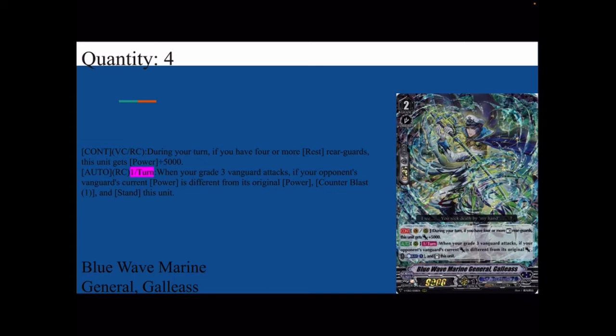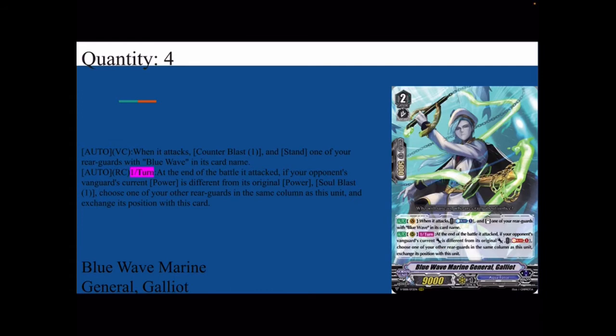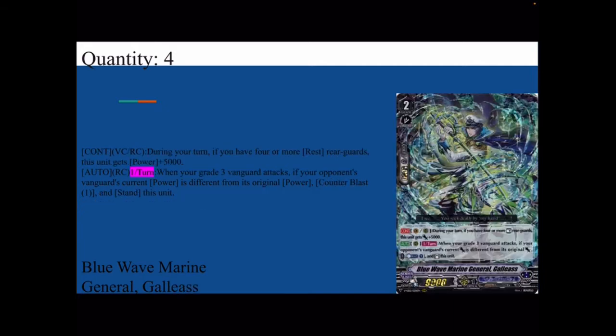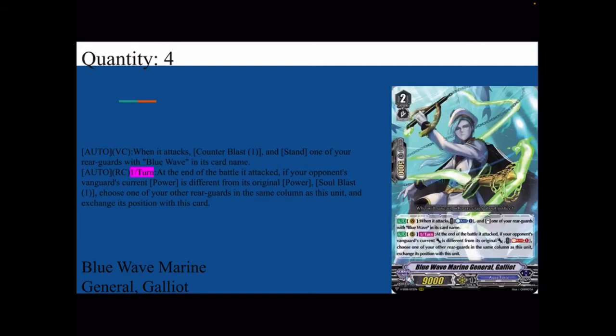So four copies. And the last grade 2. Four copies of Blue Wave Marine General, Galliot. Kind of seems like he's trying to take this guy's name over here. And his position. But anyways, 9k base, 5k shield. Auto Vanguard or Rearguard. When it attacks, counterblast one and stand one of your rearguards with Blue Wave in their card name. So, that's really helpful. If it's an on-Vanguard skill, it's kind of like Algos from the trial deck, except you don't have to Soul Blast for it. So, it's a plus off it because you can restand literally anything in this deck. So if you have to ride this, it's not worst case scenario.